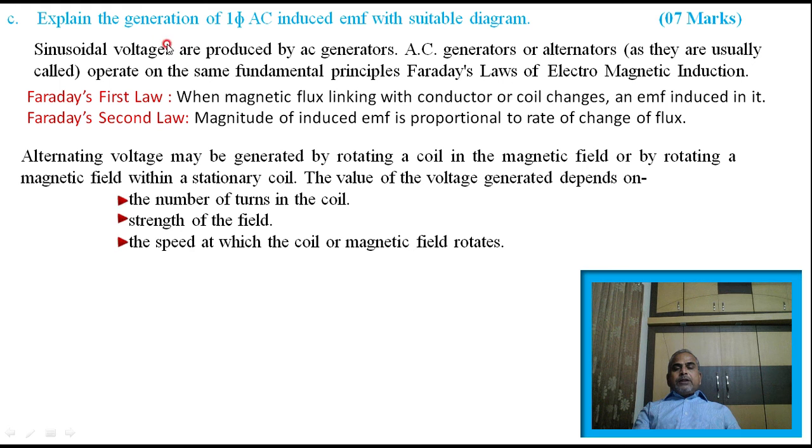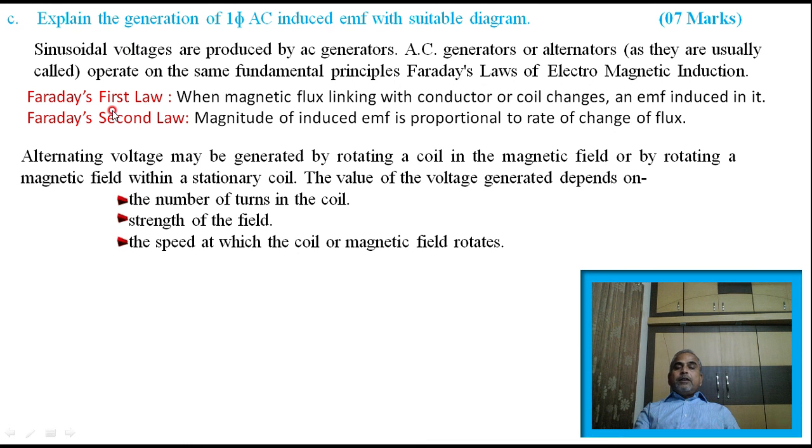To generate electricity, three things are necessary. One is the number of turns in the coil, or the conductors. The second necessity is the strength of the field, or we need the magnetic field. The third is the relative motion between the conductors and the magnetic field, that is, the speed at which the coil or magnetic field rotates. This is how an AC voltage is generated by the alternator.